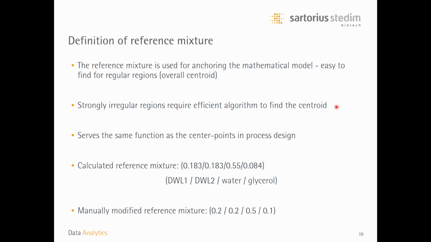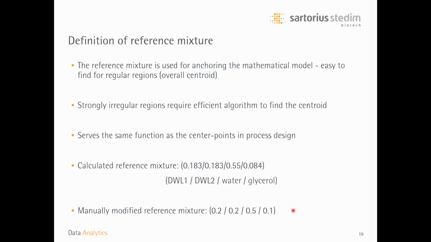The reference mixture serves the same function as the center point in the process design. It means that the regression coefficient relate to changes from that point. In the current example, the calculated reference mixture had this composition, in turn and order for the 4 ingredients, the 2 washing up liquids, water and glycerol.